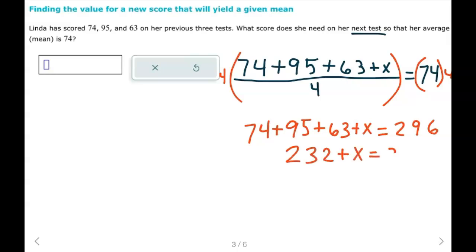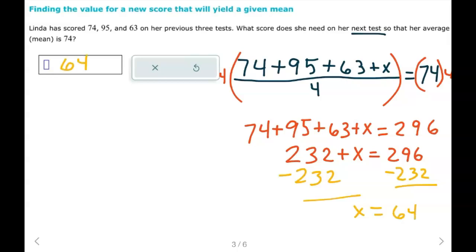So what does Linda need to get on the fourth test to have an average of 74? So we'd subtract 232 from each side. And so we get 64 on the fourth test in order to get an average of 74.